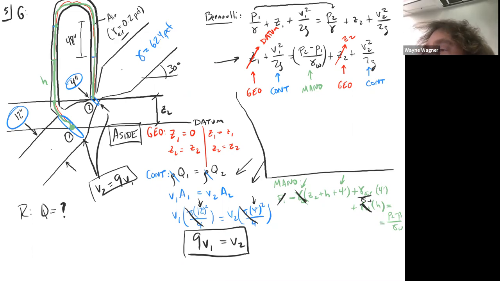And the other thing I'll note is I have a negative H right here, negative H right here, and I've got a positive H right there. So those are going to cancel. So I've got negative Z2 minus 4 feet plus gamma air over gamma water times 4 feet equals this thing right here.